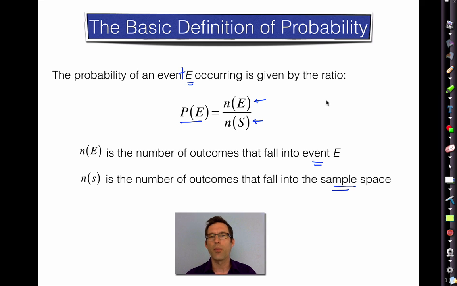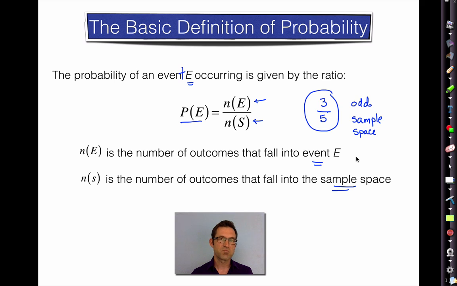So in that last problem, there were 3 outcomes that fell into the event of being odd. There were 5 outcomes that were in the sample space, because the sample space is everything. So our probability was just 3/5, which, if you wrote it as a decimal, would have been 0.6. And if you wrote it as a percent, would have been 60%. We could say, the probability of landing on an odd is 60%, or 0.6, or 3/5, or even 3 out of 5.